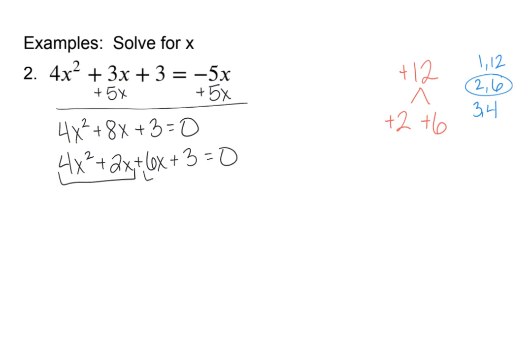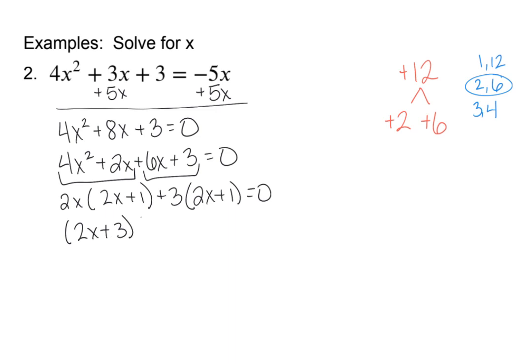Then we can use our grouping technique. So pulling a 2x out of the first group would leave me with 2x plus 1. Pulling a positive 3 out of the second group would leave me with 2x plus 1. And so my GCFs would be 2x plus 3, and my matching factors are 2x plus 1. And now we've got it factored. So step 2, get it factored. Took us a while, but we got there.